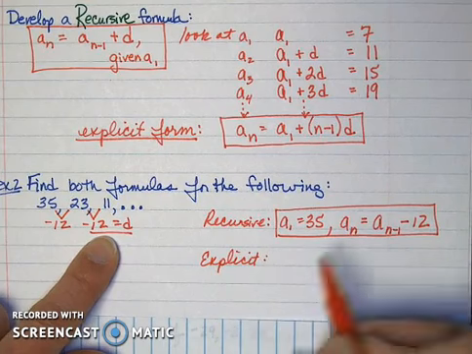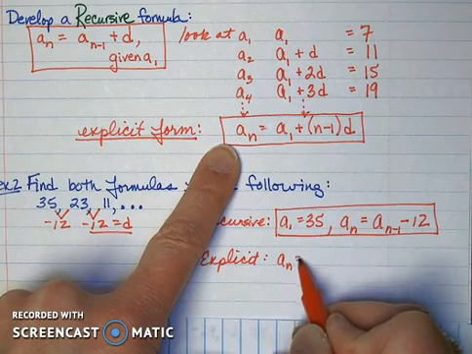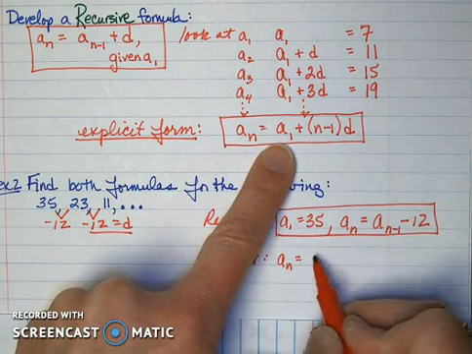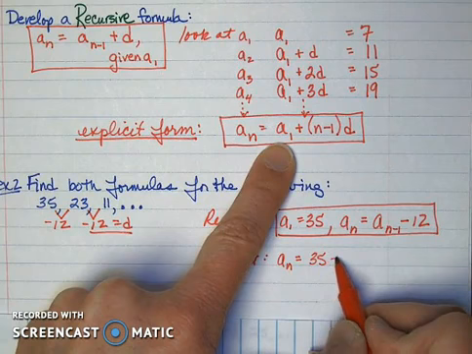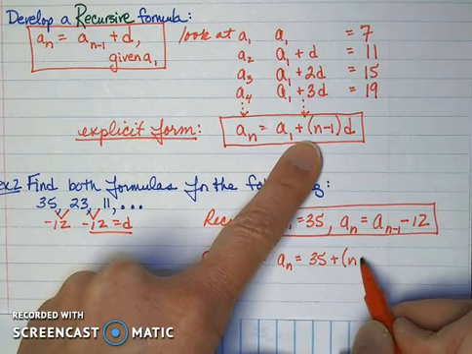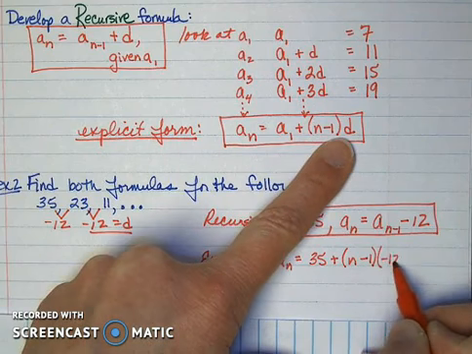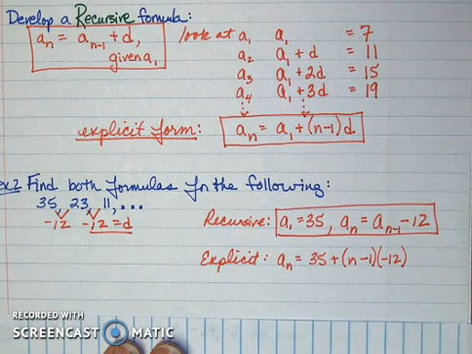So we have a sub n equals the first term, which is 35, plus n, we don't know, minus 1, times the d, which is negative 12. Now you can't leave it that way. We need to simplify it.